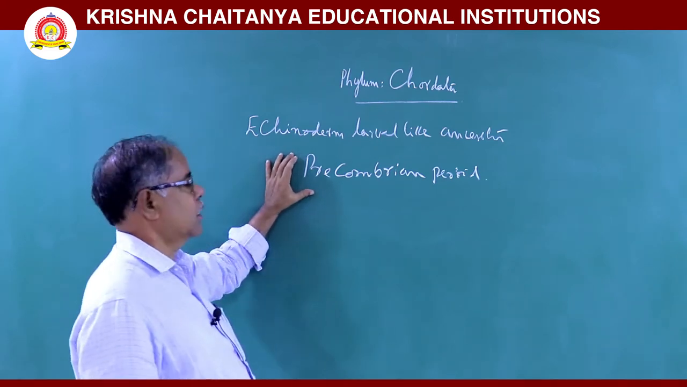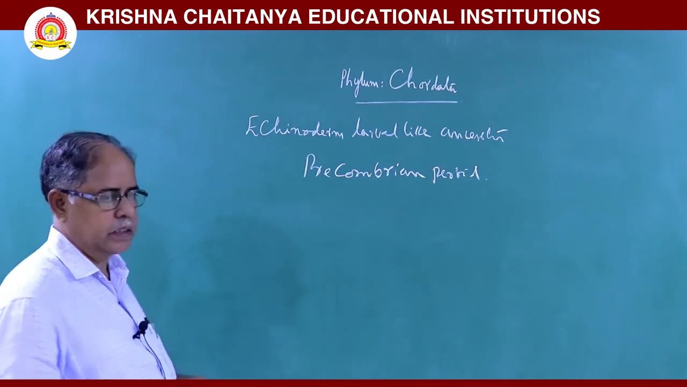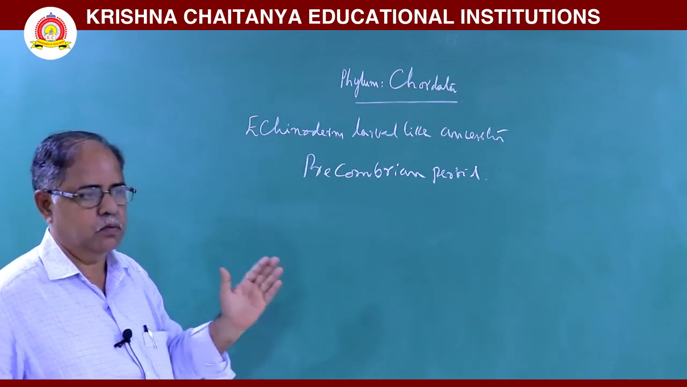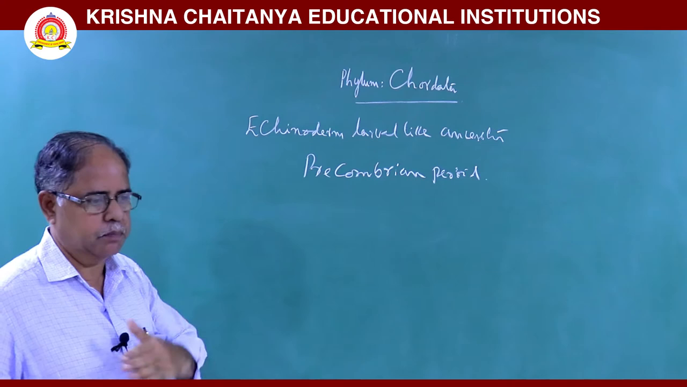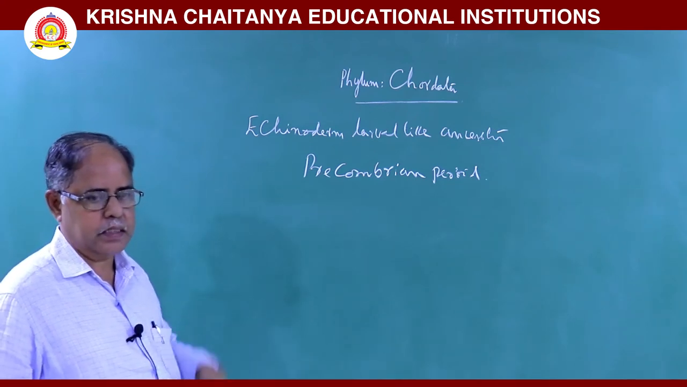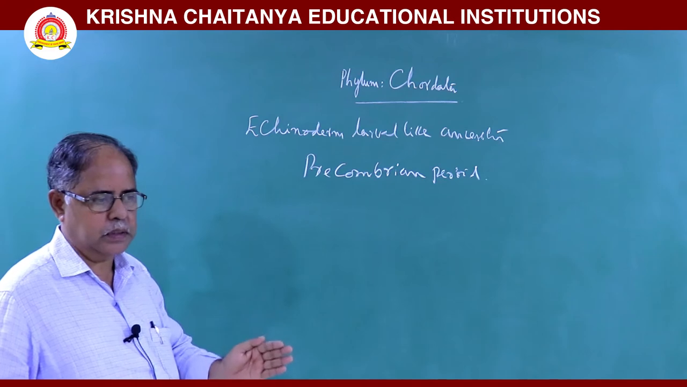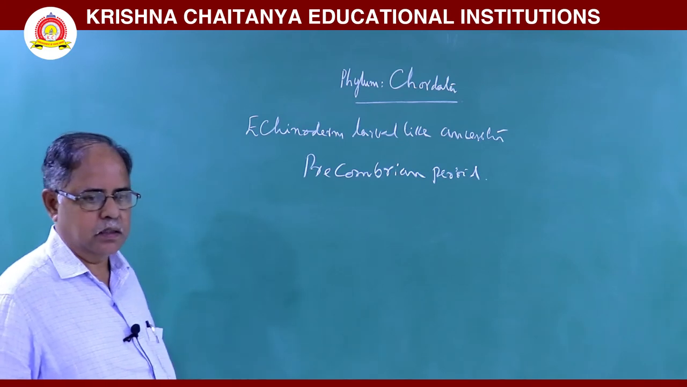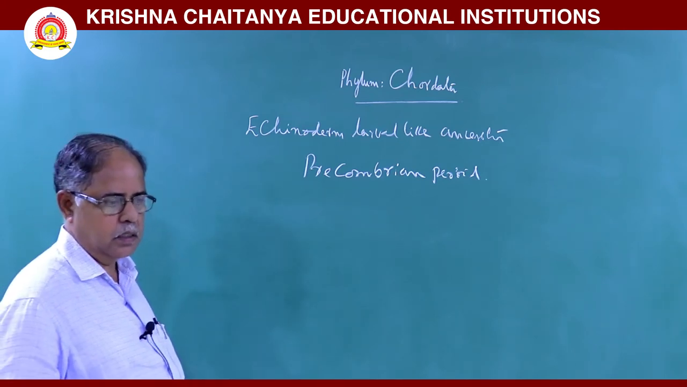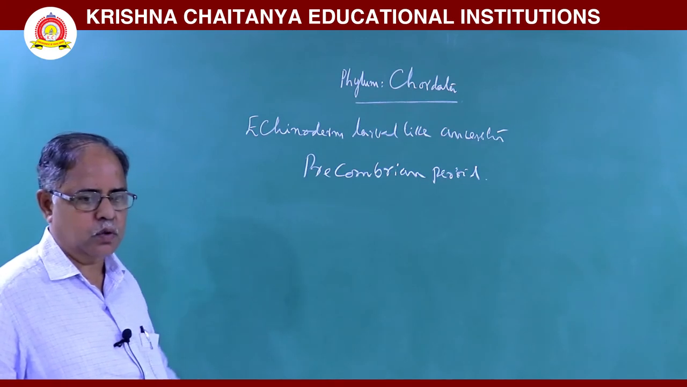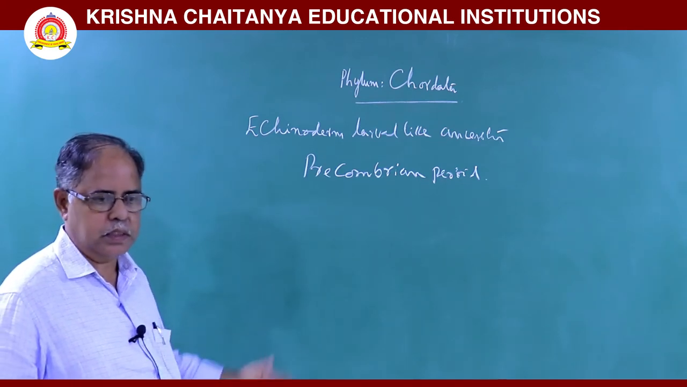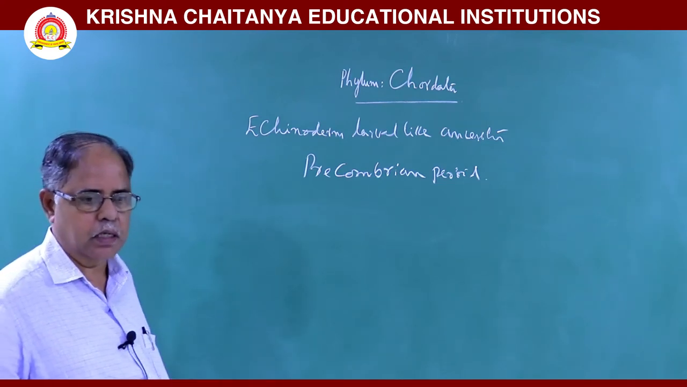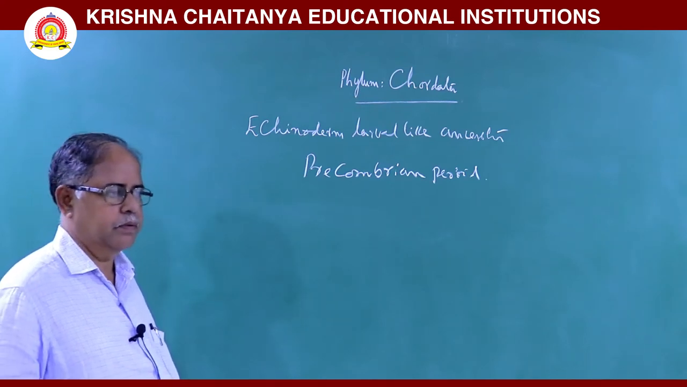In chordates, protochordates are there, vertebrates are there. These chordates are again divided into two, protochordates and vertebrates. In protochordates, notochord is present throughout the life. In vertebrates, during embryonic stages or larval stages, the notochord is present. This notochord is replaced partially or fully by vertebral column. That type of animals are called vertebrates.